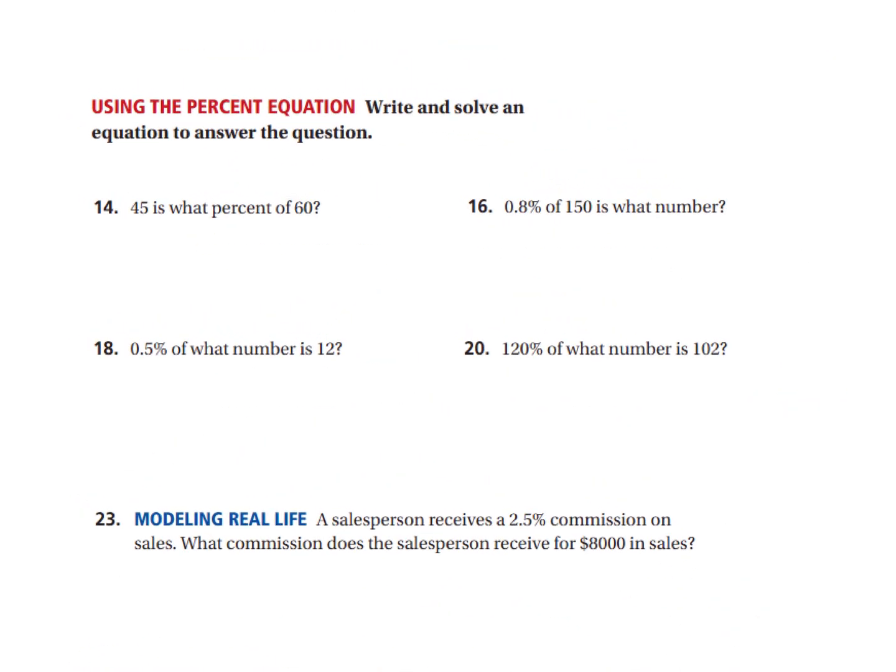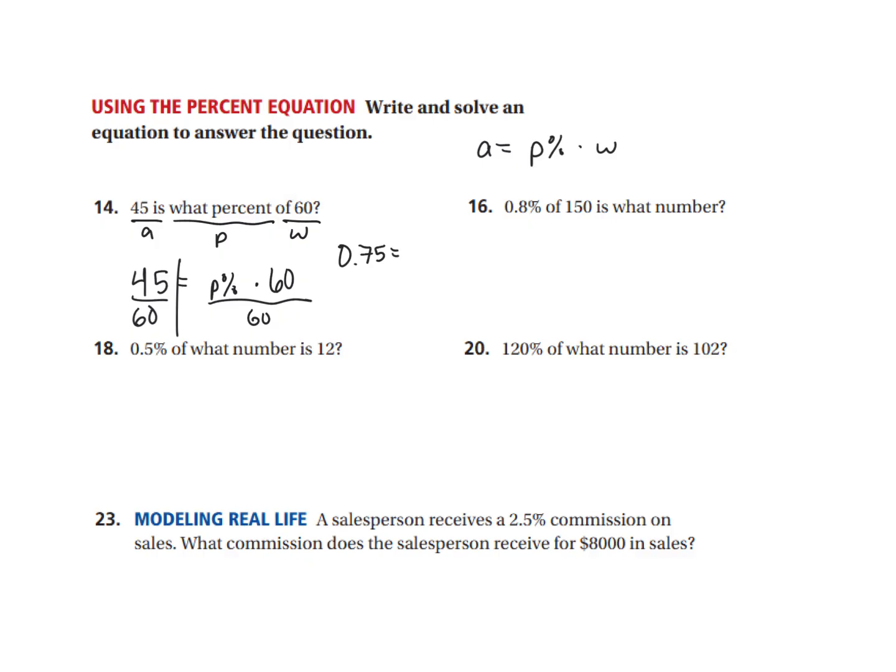All right. This time, instead of our proportion, we're going to be using the equation for 14, 16, 18, and 20. Remember, for our equation, we go A equals P percent times W. All right, our labels are still the same though, A, P, and W. We get 45 is equal to P percent times 60. We're going to divide this side by 60. 45 divided by 60 is 0.75 equals P percent. That P percent just tells me I need to change whatever my answer is into a percentage. So I'll move it twice, and we get 75%.